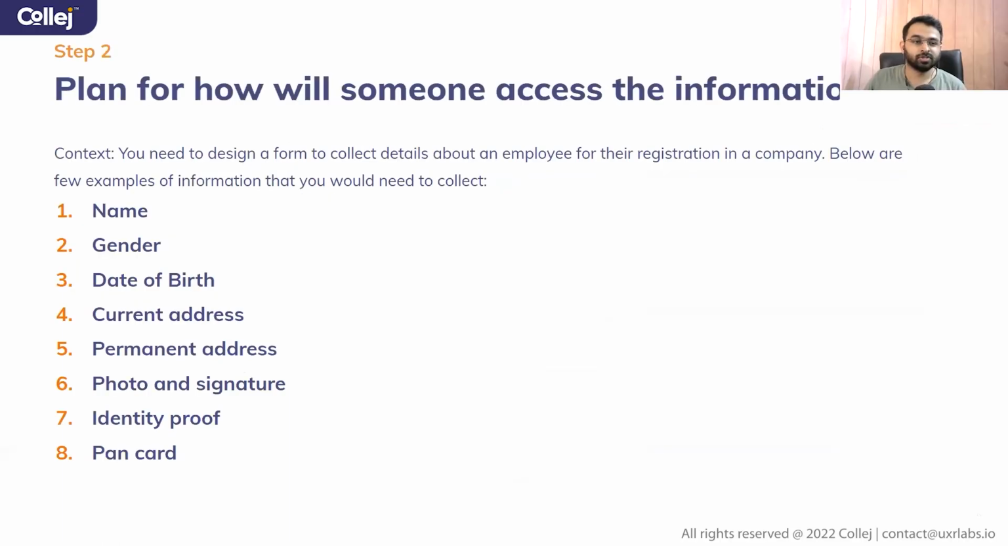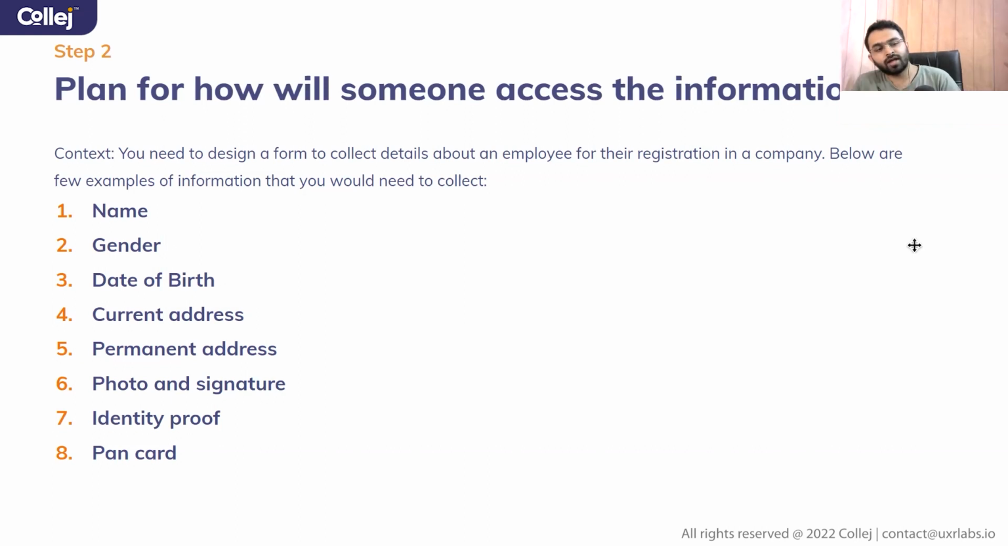So step two is you need to plan for how someone will access the information, right? Here is an example. You need to design a form to collect details about an employee for their registration in a company. Below are a few examples of the information you would need to collect: name, gender, date of birth, current address, permanent address, photo and signature, identity proof, and PAN card.